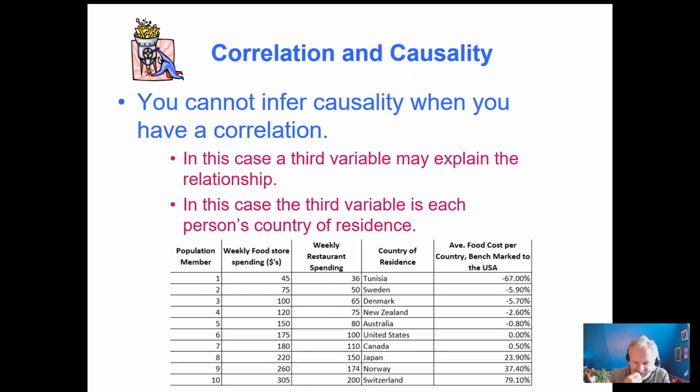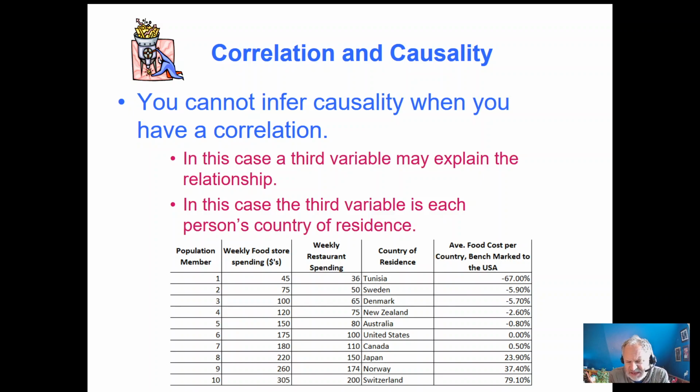Okay. What could be the source of the relationship? Well, in this case, the correlation between the two variables is actually driven by a third variable. Each of these people lives in a different country. So person 10 lives in Switzerland, person 1 lives in Tunisia, and these countries on down. Now, the country where the person spends the least amount of money on average is Tunisia. So the positive correlation between food store spending and restaurant spending is driven by the third variable, how expensive it is to buy food, whether in a restaurant or in a store, in the country that the person resides in.